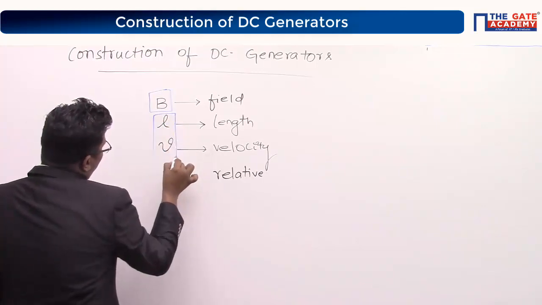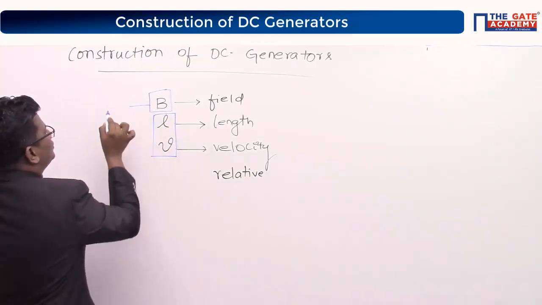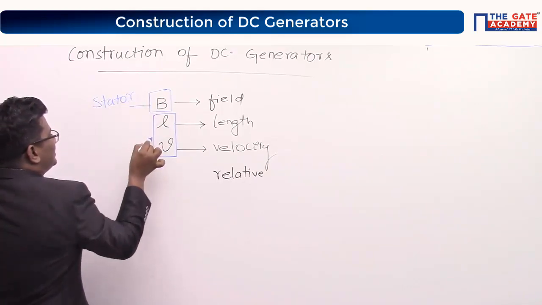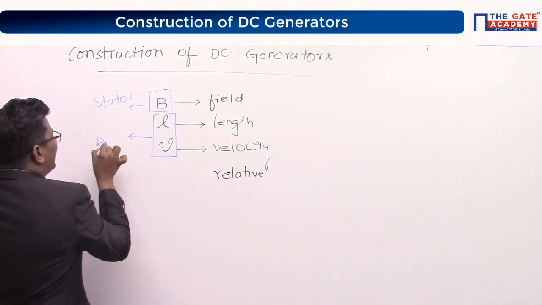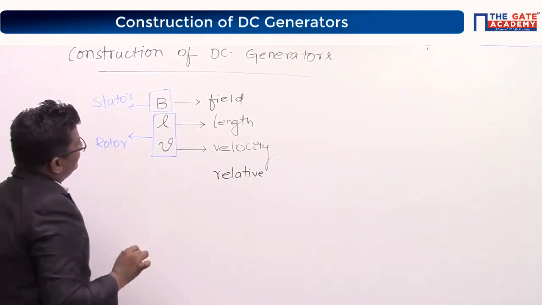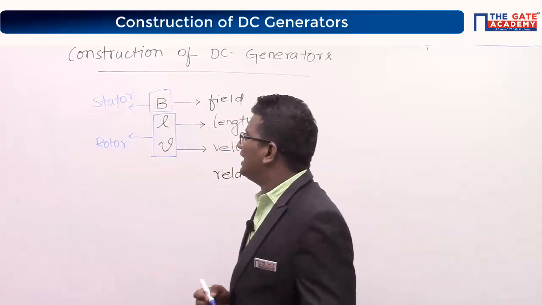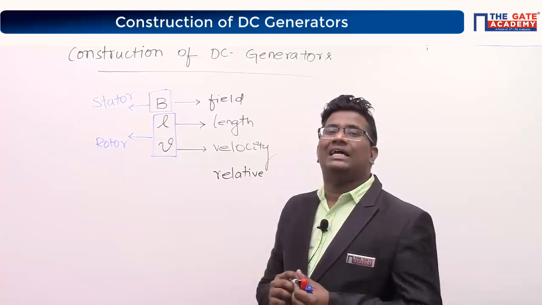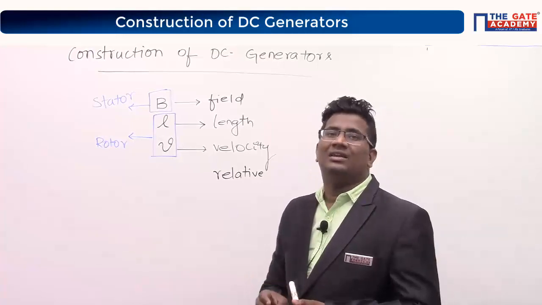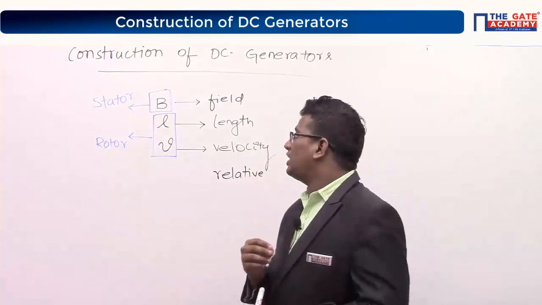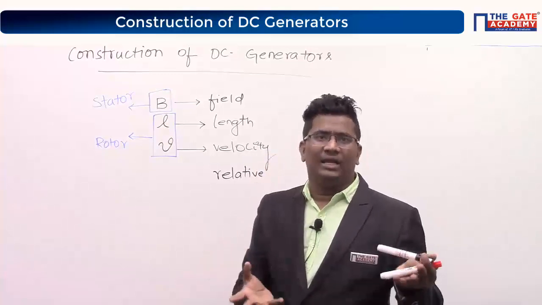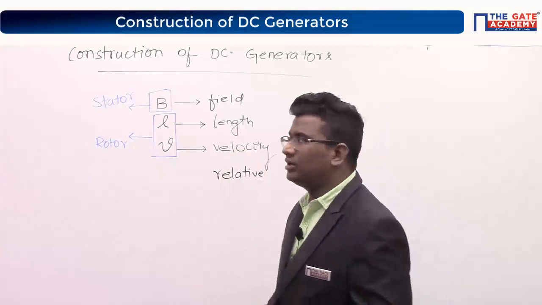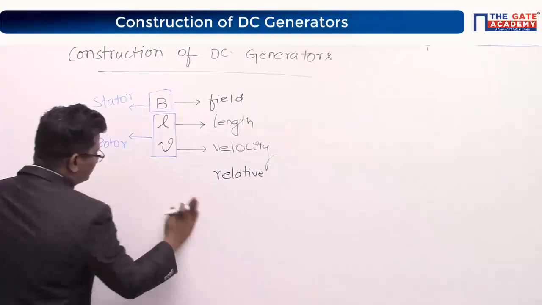Look at this box which I am creating right now. Can I say this belongs to the stator and this belongs to the rotor? Yes or no? Therefore, what does the stator part contain in a DC machine? Field. What does the rotor part contain? Winding, conductors.